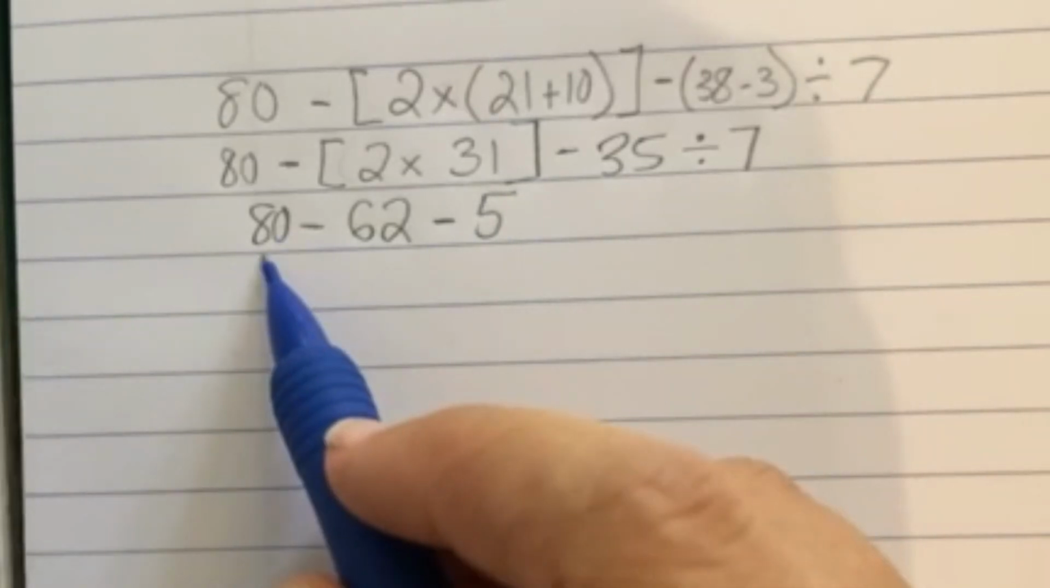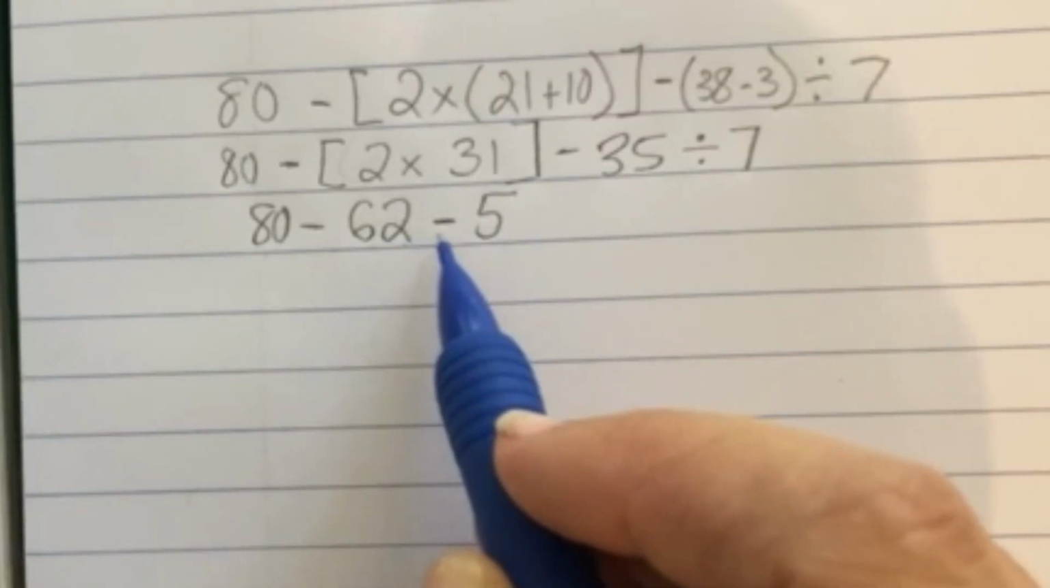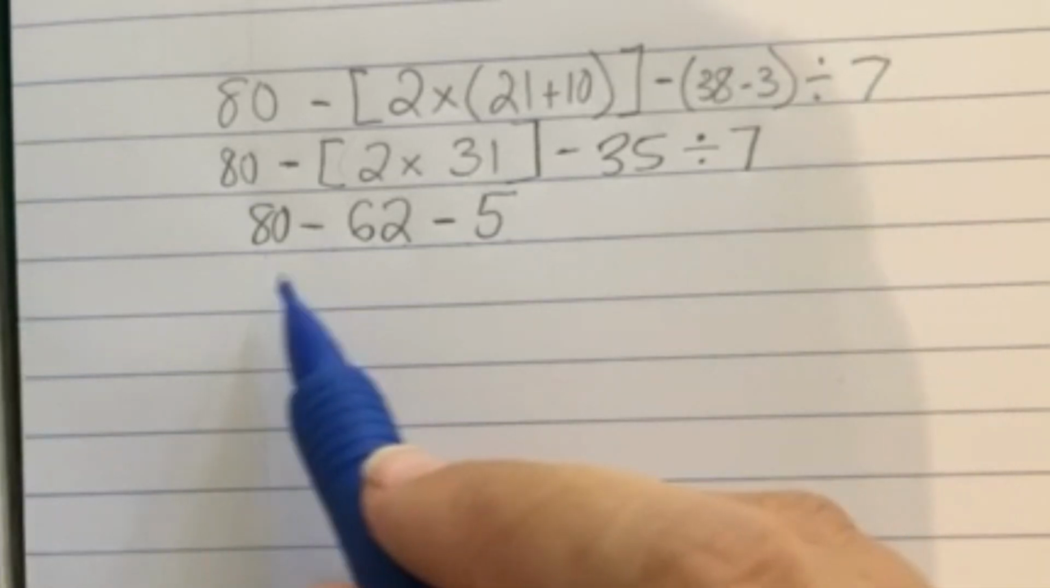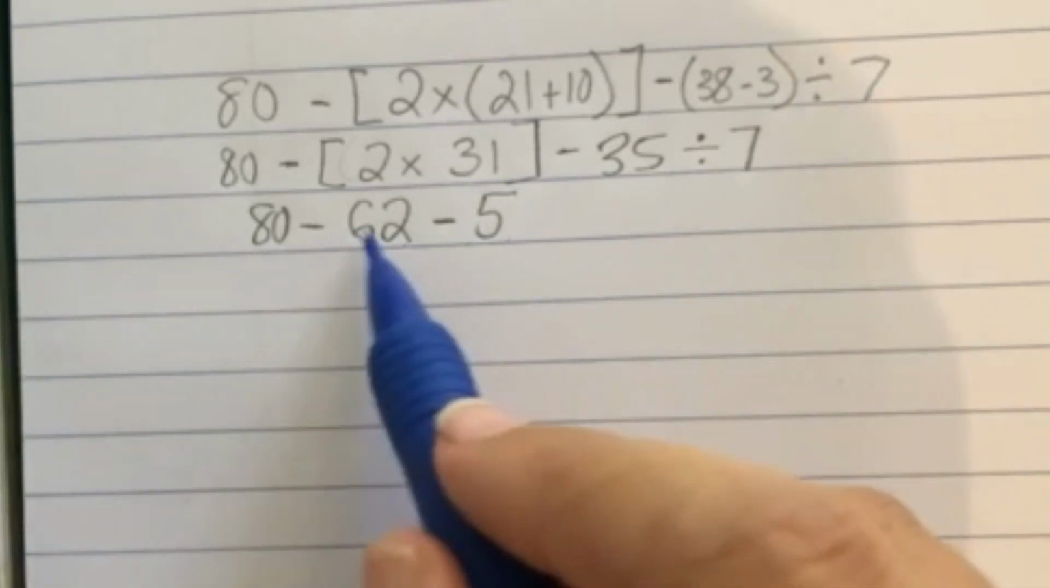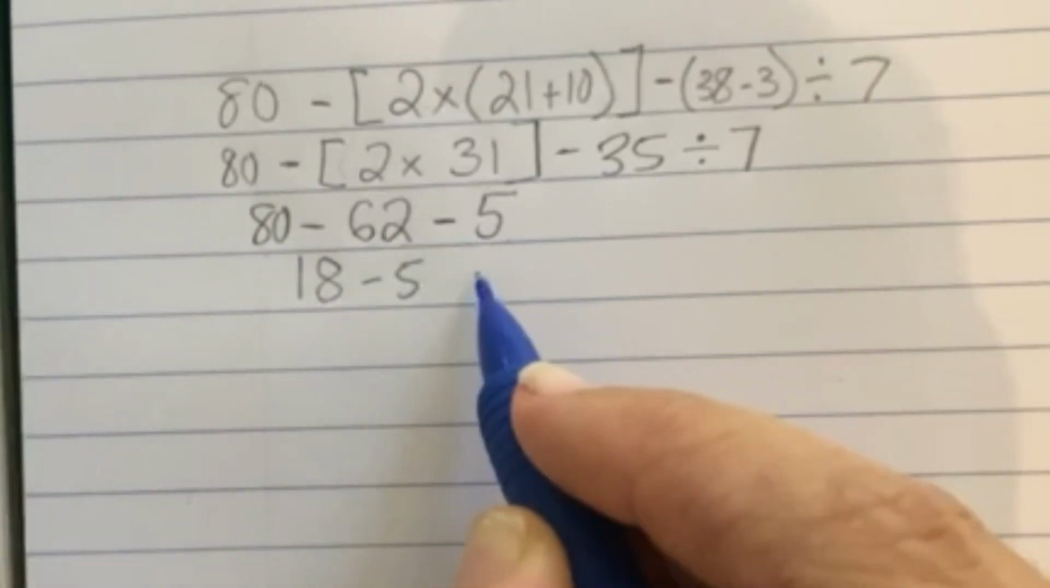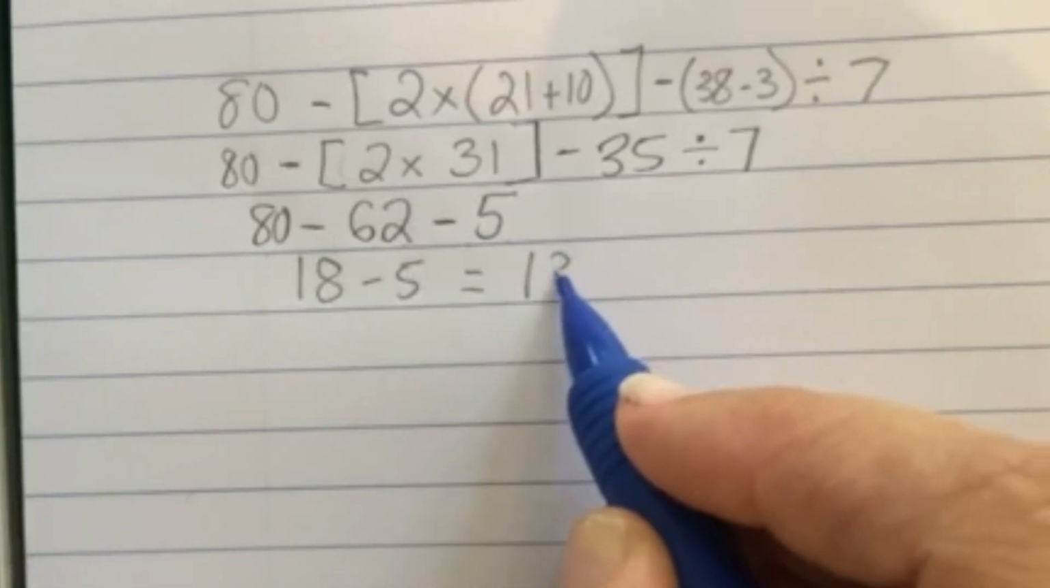So we're left with 80 minus 62 minus 5. Now we just got subtraction, which we're going to work from left to right. So 80 minus 62 is going to give us 18, and then we're going to subtract 5, and our answer that we're left with is 13.